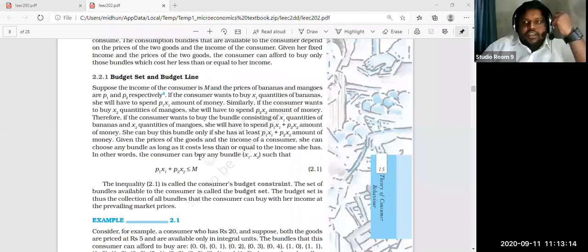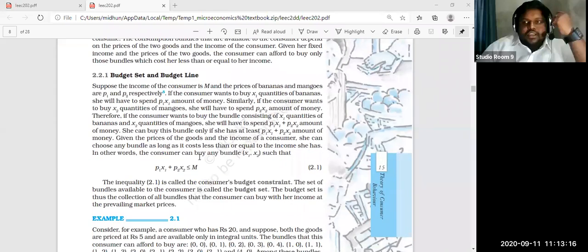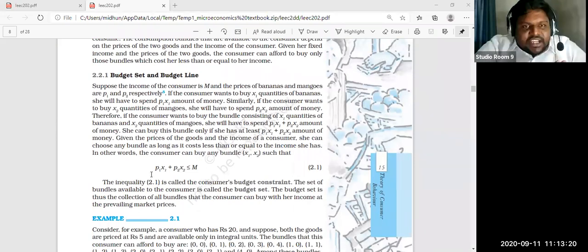Okay. So here you can see budget set and budget line. Okay. So here you can see a formula here, 2.18: P1 X1 plus P2 X2, that is less than or equal to M. M is income here. So P is price of the commodity. X is the quantity of the commodity. Okay, P is price, X means the quantity of the commodity, and M is income.